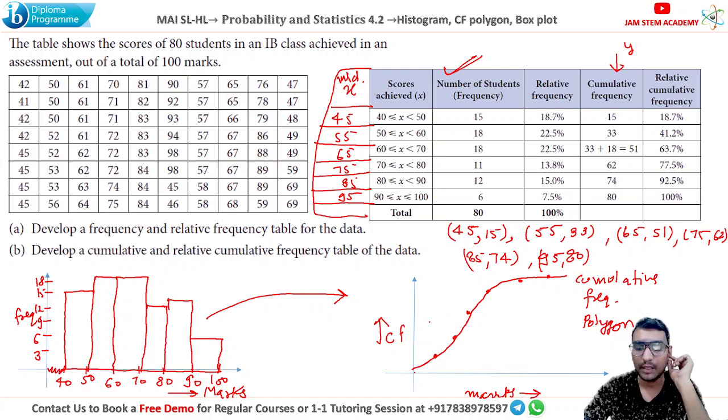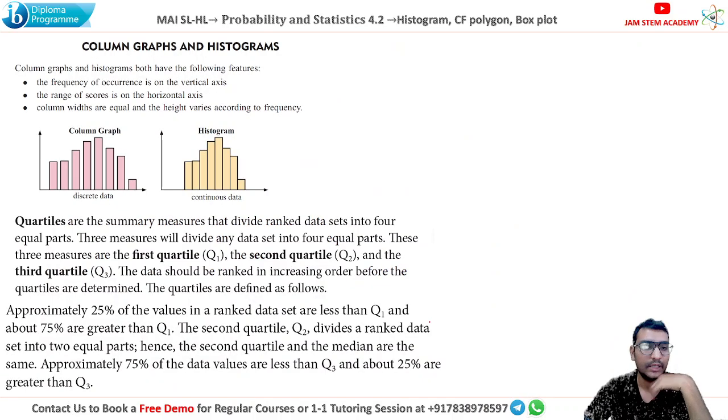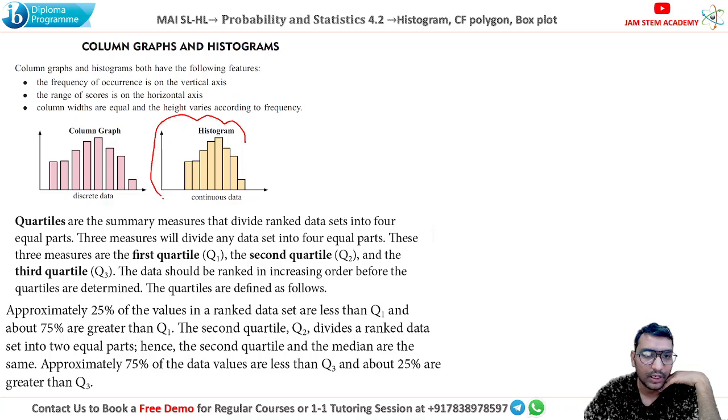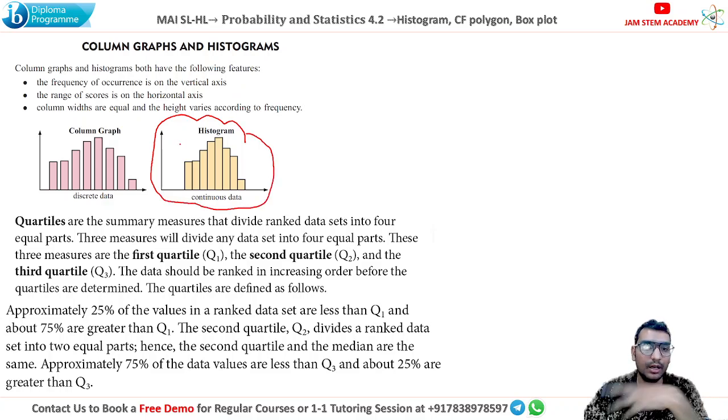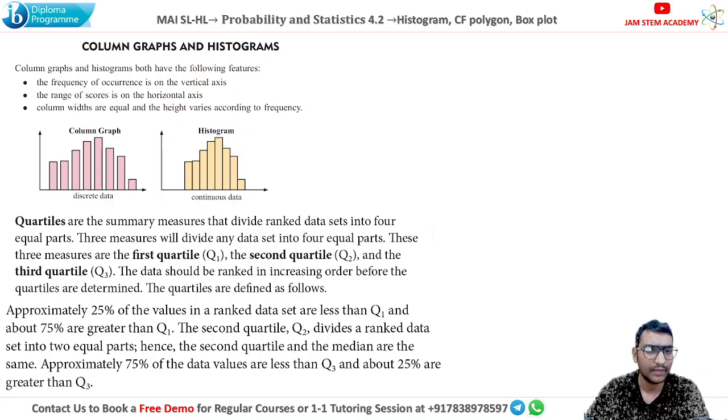So now let's talk about histograms again. Histograms are drawn for continuous data, but if you have discrete data, then you can simply draw a column graph for those values only, like 10, 5, 6. Okay, so that is for discrete data.